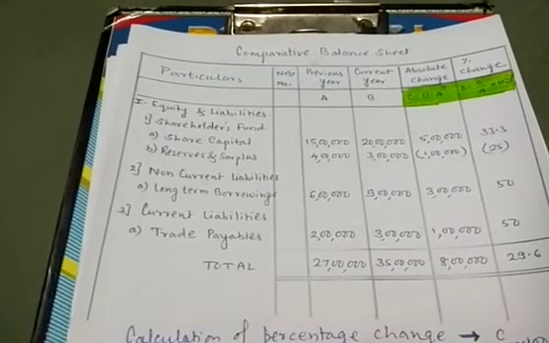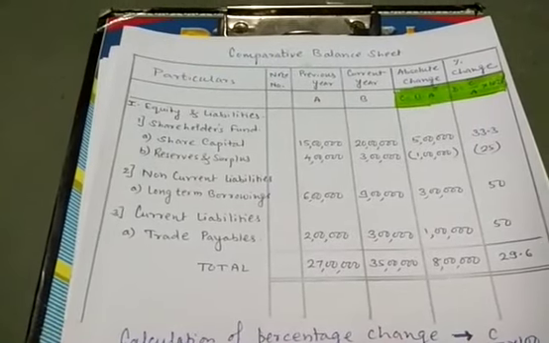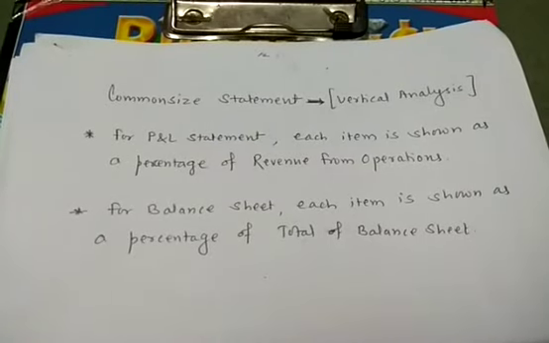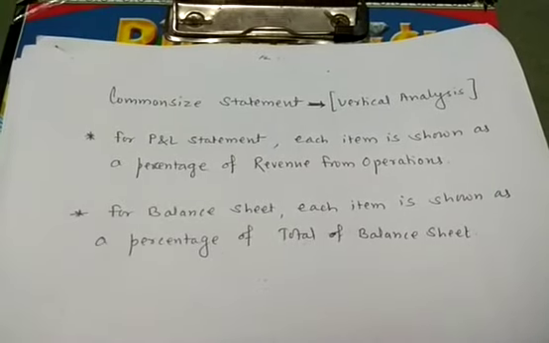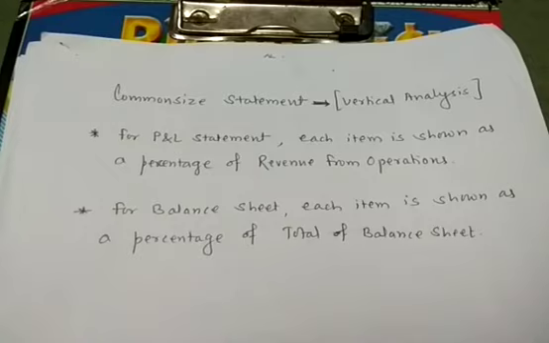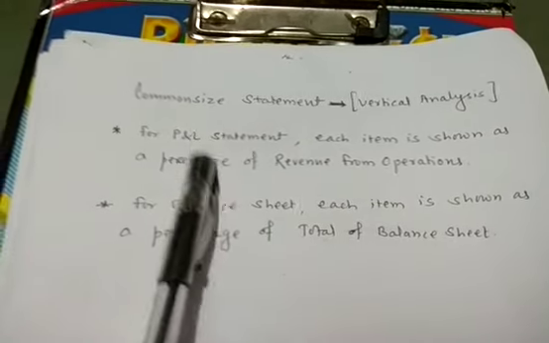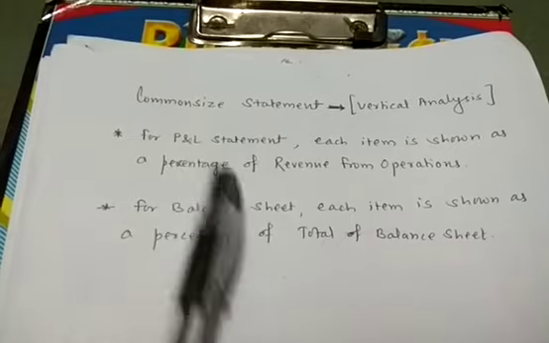I hope the calculations of comparative balance sheet and comparative P&L is clear to you. The next is common size statement. It is called as vertical analysis. With respect to common size statement, we have to be careful while preparing P&L statement and balance sheet. The percentage is calculated a bit differently.